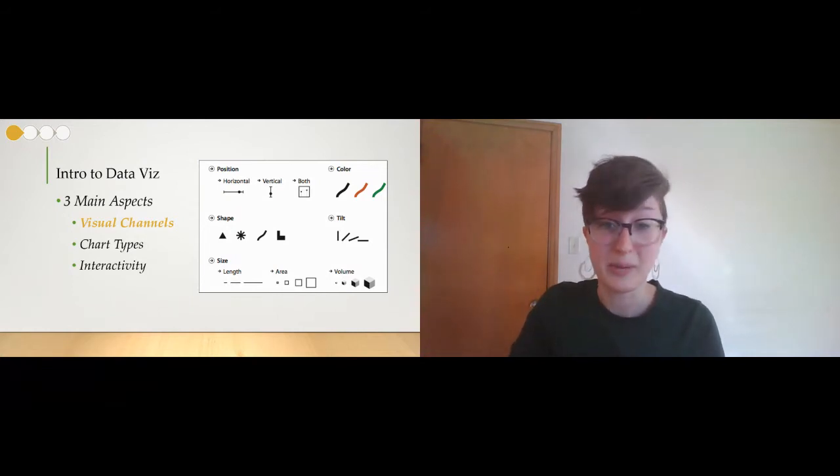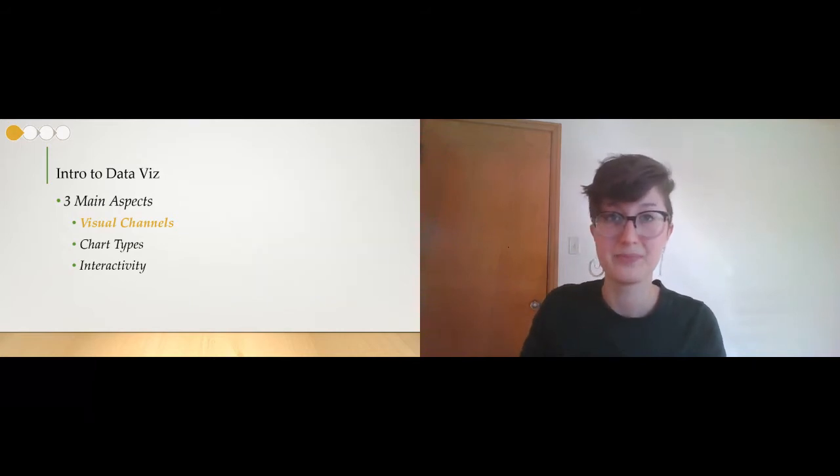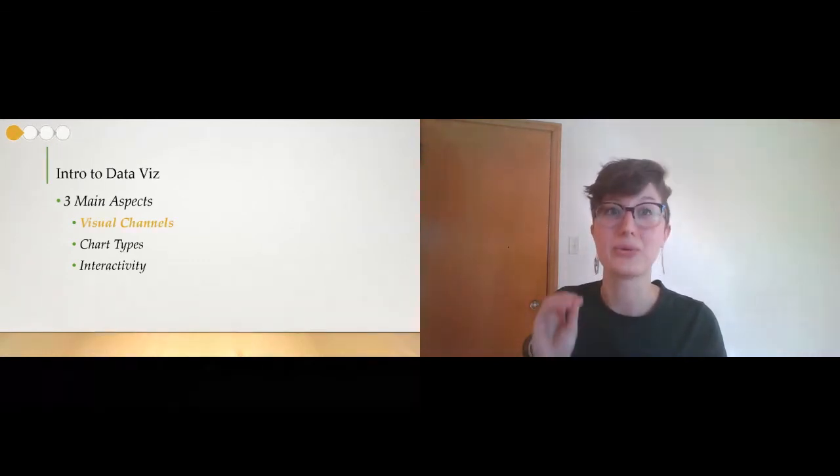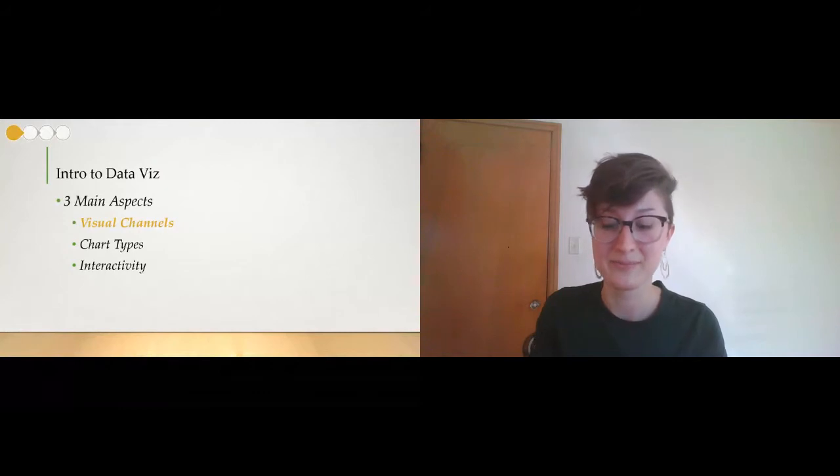But let's just take one as an example. Let's see how color can make a difference in how easily we can analyze data visually. So in a second, I'm going to show you a data set, and I want you to tell me how many number 3s there are in the data.